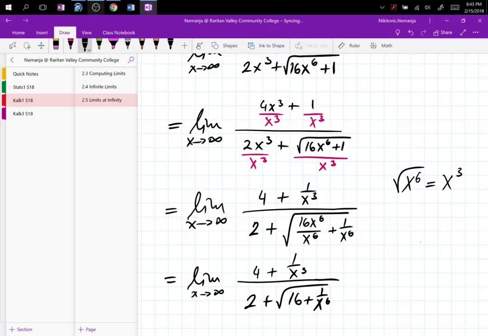What's happening in the next step? This dies, and this dies. So what's left? 4 plus 0 divided by 2 plus square root of 16. Clearly 2/3, right? Good.